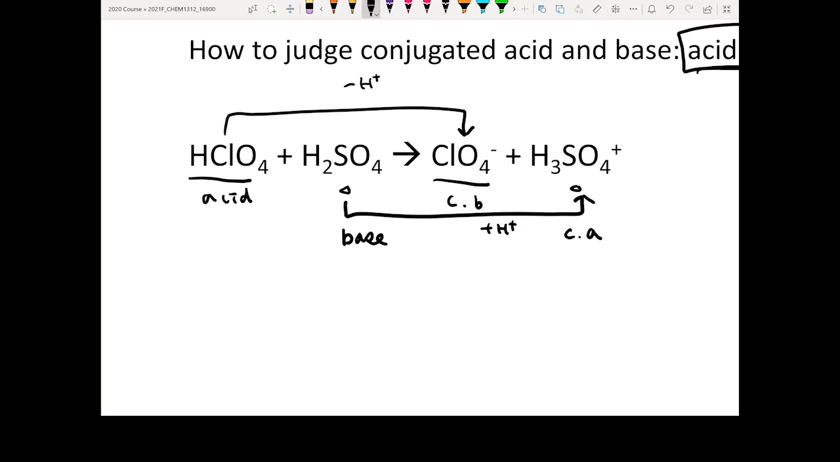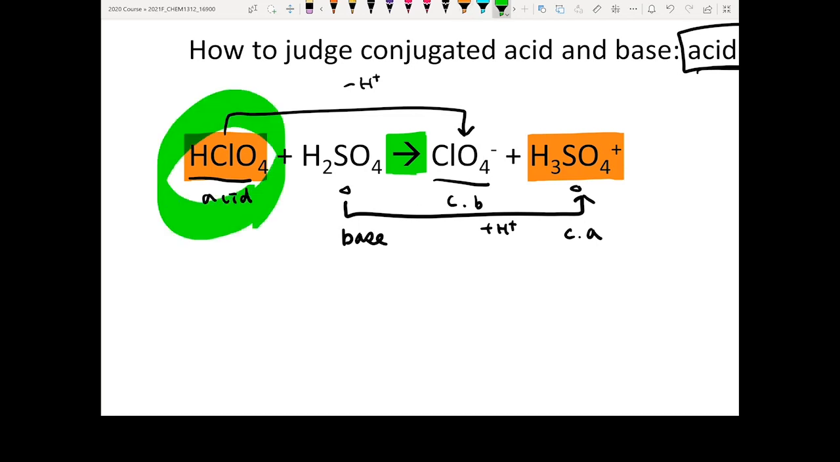Another very important concept you should learn from this equation is that this is not an equilibrium equation. This single arrow means the direction is going to move toward the product side. The question you're going to encounter based on this will be, you have two acids inside your system. One is this guy, one is that guy. So the question will be, which one is the stronger acid? This one should be the stronger acid, right? Because it's stronger, that means the reaction is going to occur toward the product side. So this one will be the stronger acid.